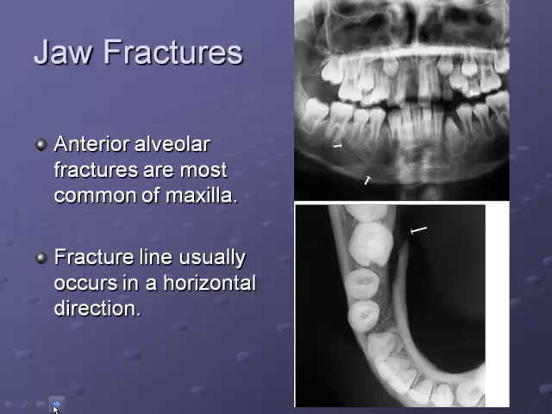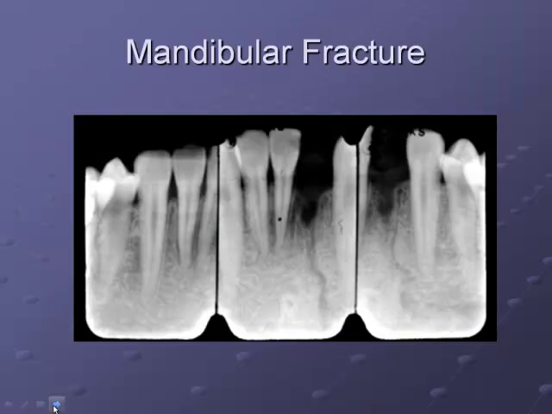Anterior alveolar jaw fractures are the most common of the maxilla. A radiolucent fracture line usually occurs in a horizontal direction. In the middle picture, you can see the mandibular fracture as a thin, radiolucent line.